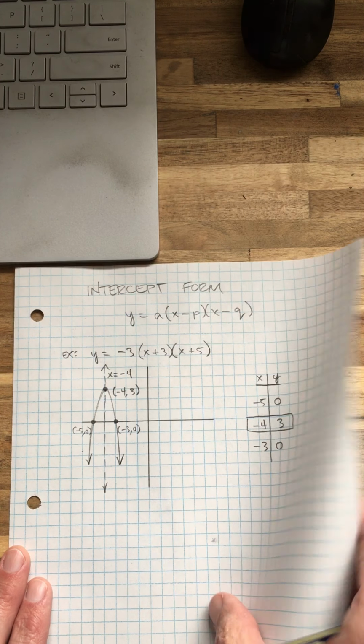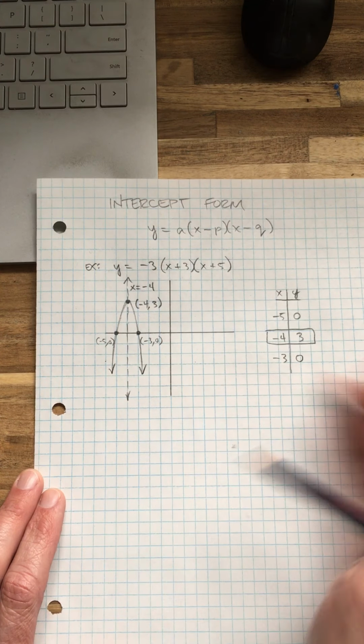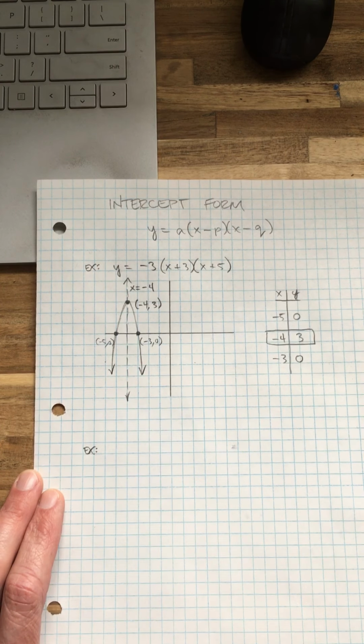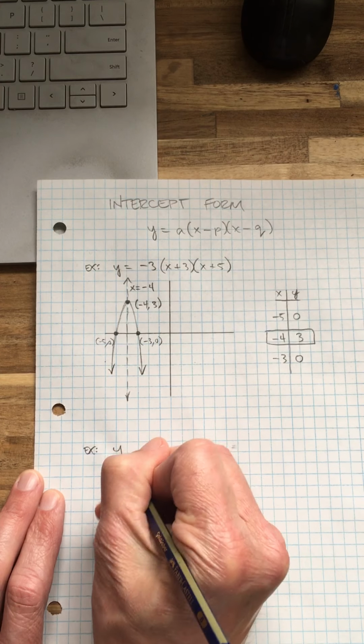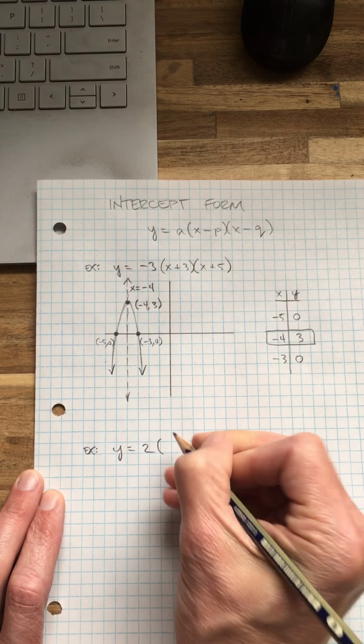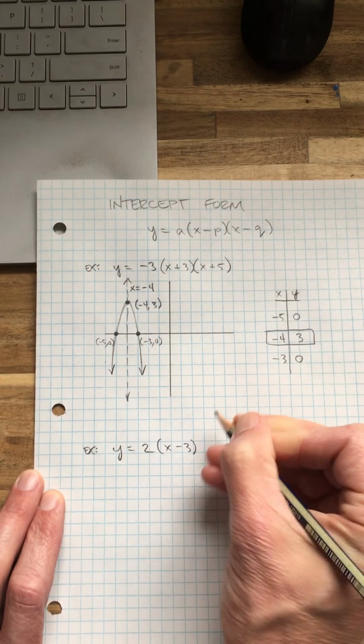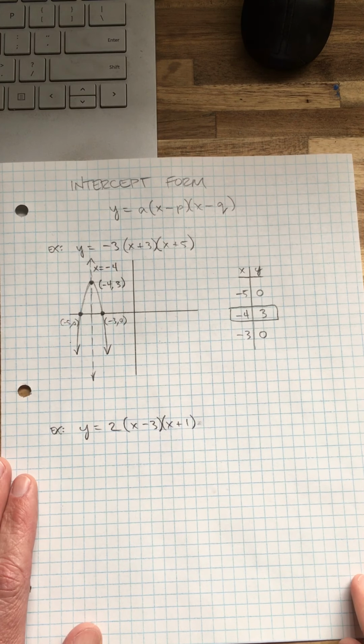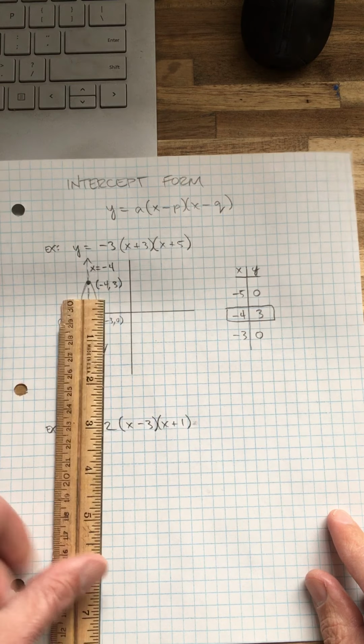All right, so let's try another one. See if you can keep up. Again, if this is going too fast, just pause it, rewind it, play it again. All right, we have y equals 2 parentheses, x minus 3 times x plus 1, okay? And we'll do the same thing. Let's graph this.